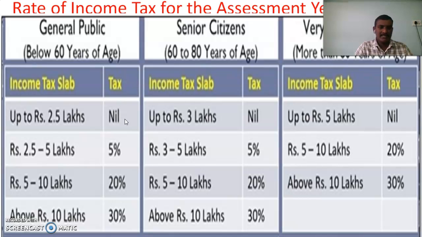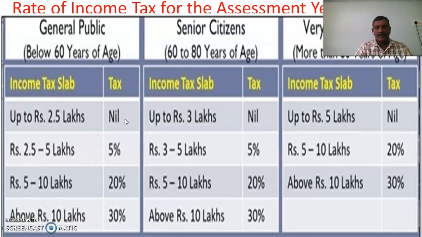If the same individual has income of more than 2.5 lakhs up to 5 lakhs, then on that income bracket from 2.5 to 5 lakhs, he has to pay 5% tax. If an individual has income above 5 lakh and up to 10 lakhs, he has to pay tax at 20%. And an individual having income of more than 10 lakhs has to pay income tax at 30%.